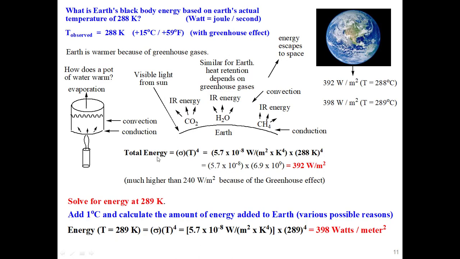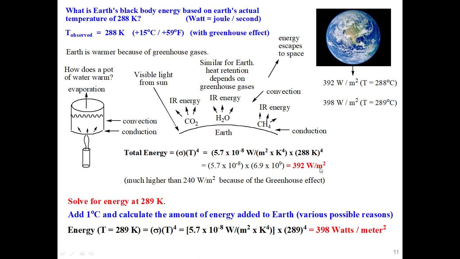Now, we want to know the total energy. What we know is the temperature. So we're going to come down here, put the temperature in, and calculate the total energy. At the temperature that we're at, 288, that's 392 watts per square meter. So remember, joule per second, that would be like calories per hour, per square meter. So we're talking about the Earth square meter.